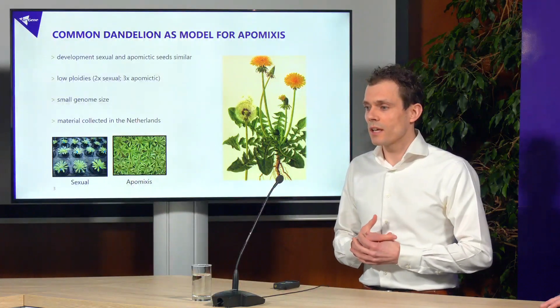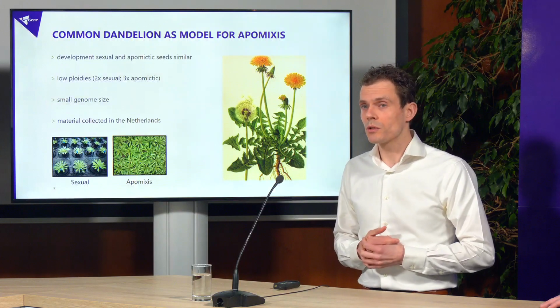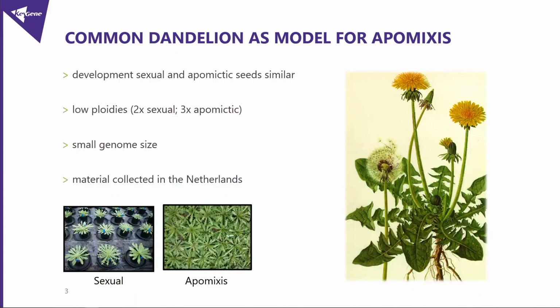This is a very good model to study Apomixis because sexual and apomictic seeds have a similar development. For some apomicts, this is not the case. Also, it has a relatively small genome size and low ploidy levels. And the material we collected quite nearby. It is material gathered in the Netherlands, and in the fields you can find sexual and apomictic plants next to each other.